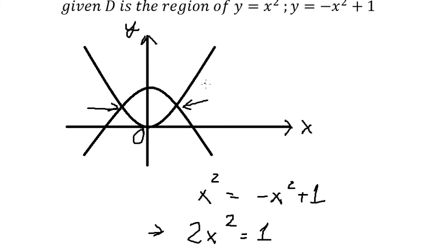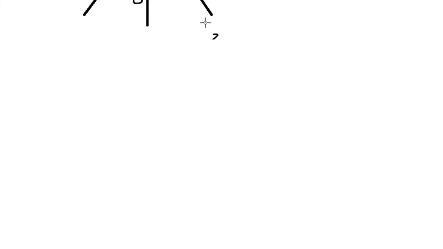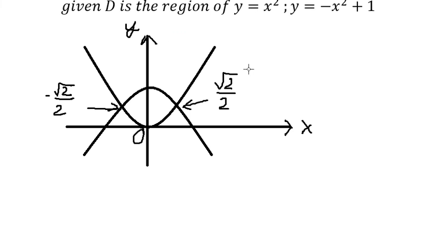So for this one, that's the square root of 2 over 2. This one is negative the square root of 2 over 2. After we find these intersections, now we know that we need to concentrate on this region in here.